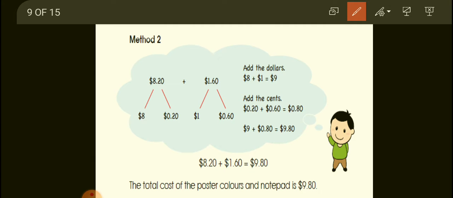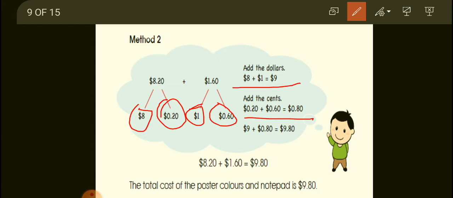You add whole, meaning dollars with dollars, and cents with cents. So when you add dollars, you will get $9, and when you add cents, it will be 0.80 cents. So it will be $9.80. It's up to you whether you adopt method number 1 or method number 2.